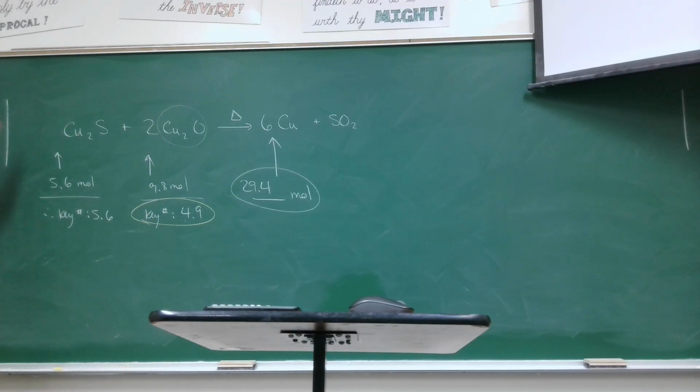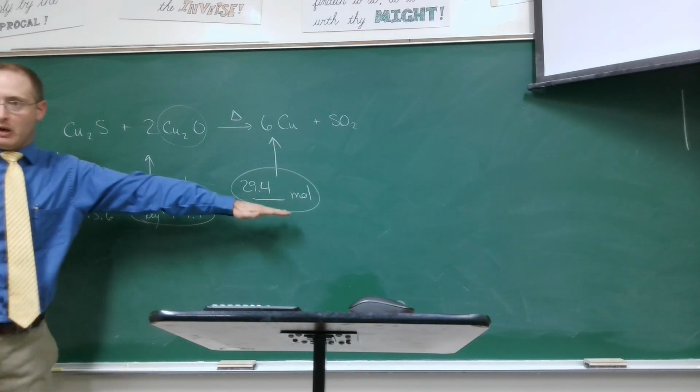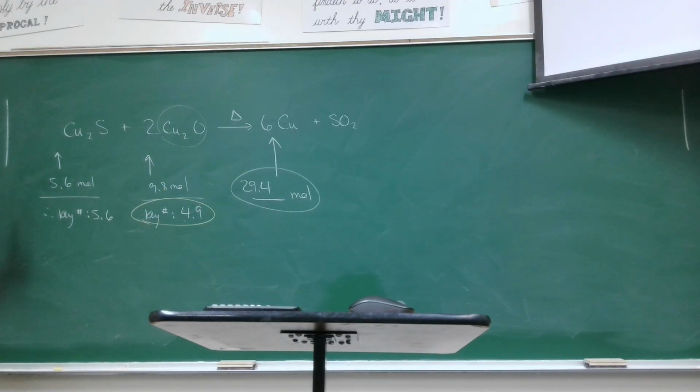Once you know the key number, multiply by the coefficients in question, right? If it only asks about reactants, that's all we've got to focus on. If it only asks about copper, that's all we've got to focus on. But in theory, you could have multiplied the key number by all of them. All right, questions on this?